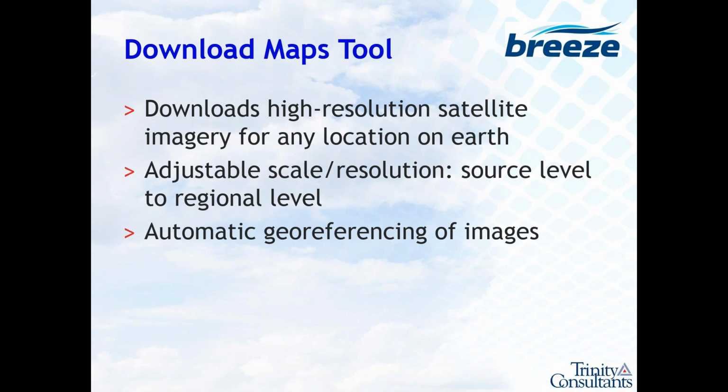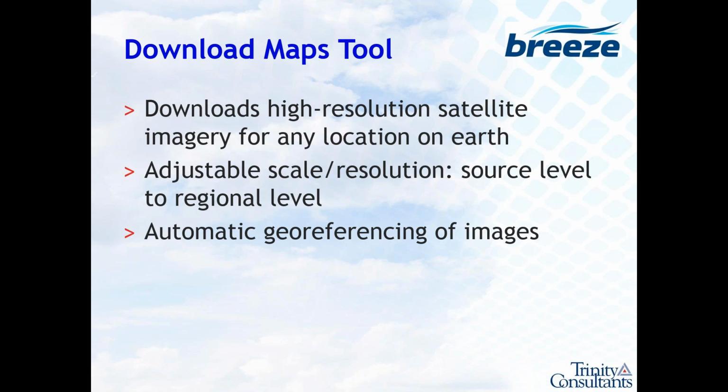This tool will download high-resolution satellite imagery for any location on Earth, and then will import it and automatically georeference it in your AERMOD model run. The user has the ability to adjust the scale and resolution, so you can get anything ranging from a very detailed image that just zooms in on your source location to a regional image that you can use to overlay your modeling results on.